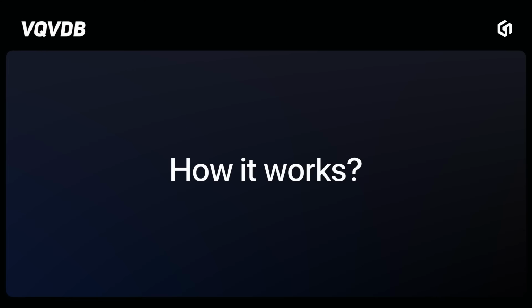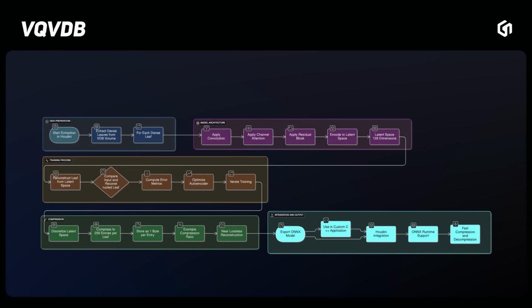Let's get a bit technical now. So VQVDB uses a machine learning technique. It means it has to be trained. For each dense leaf in a VDB volume, I run different convolution, channel attention, and residual block steps. Then I create a latent space with 128 dimensions. This space will pick up every detail in each leaf.